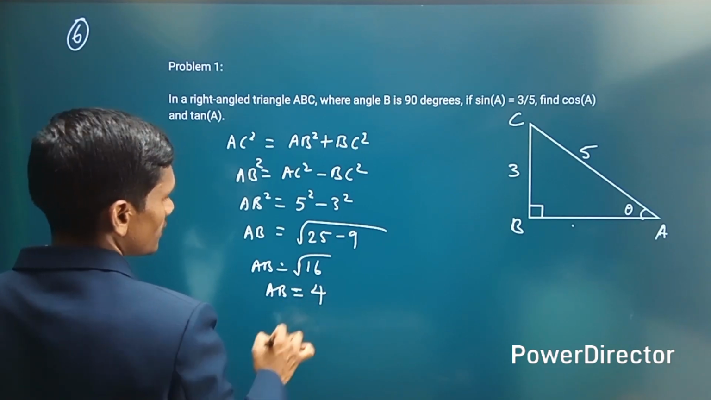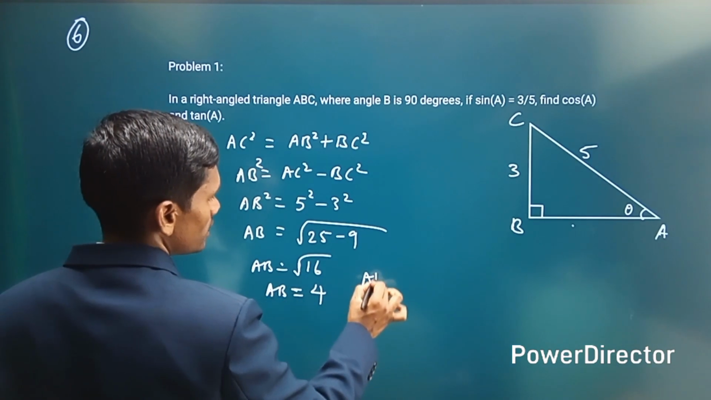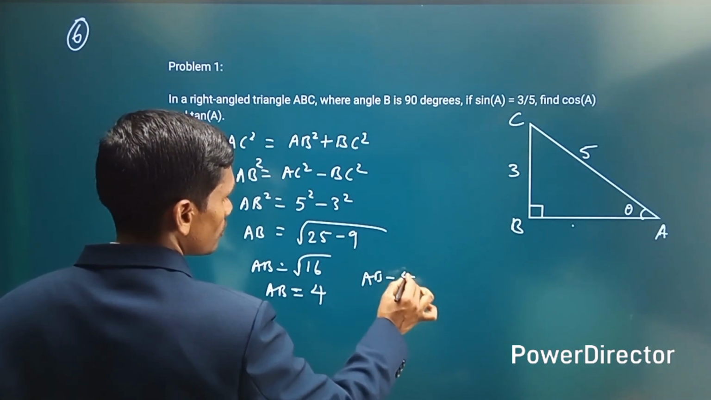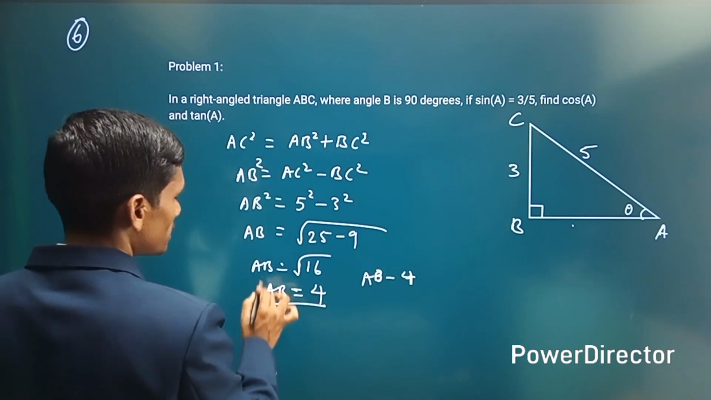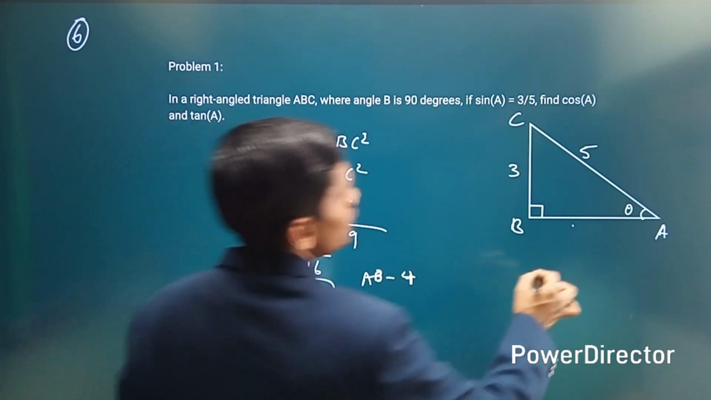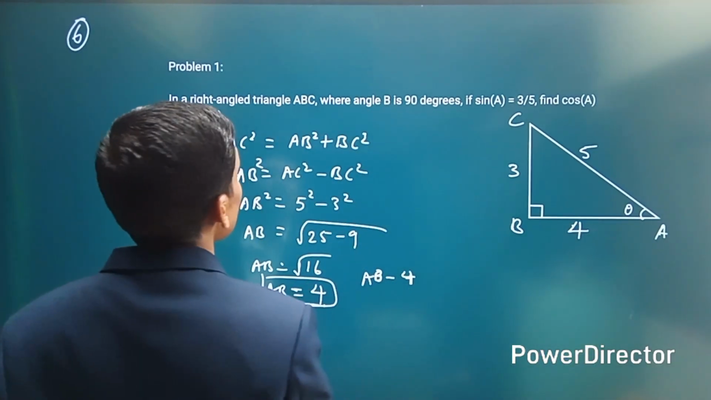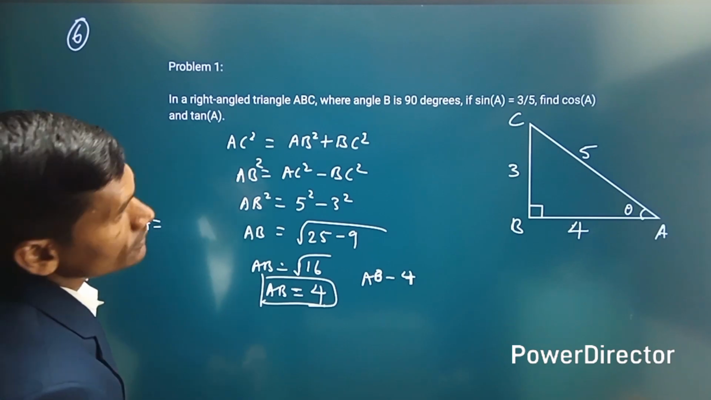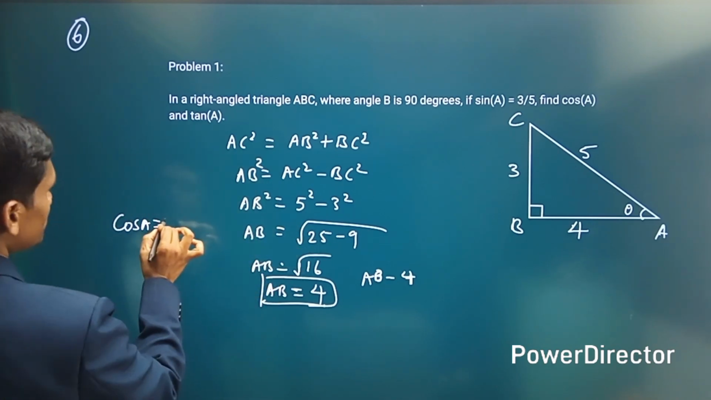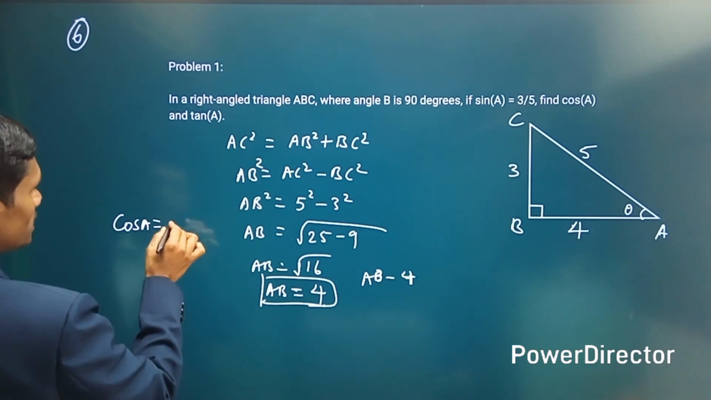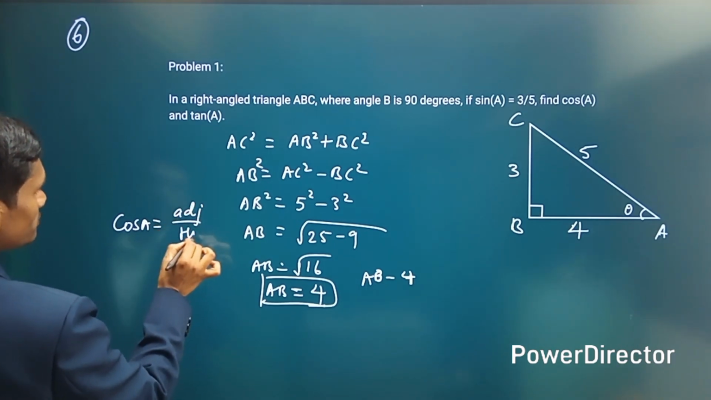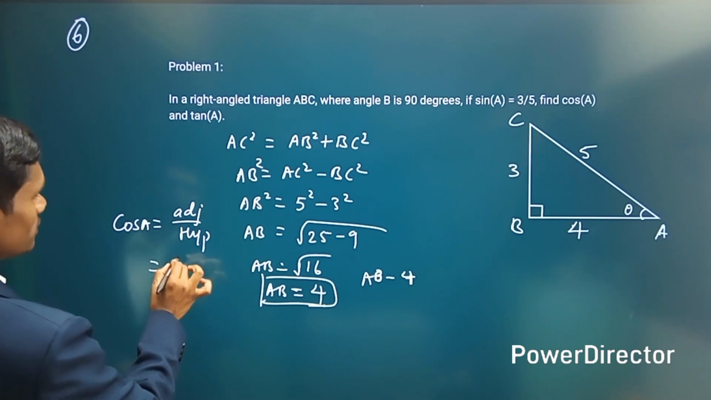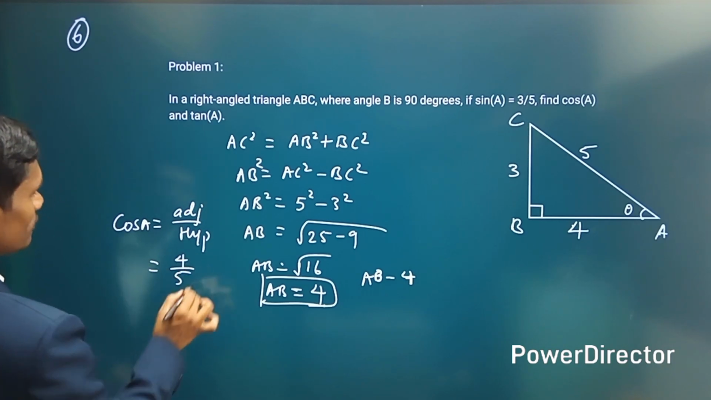AB is equal to 4. Okay, here we are getting two values, AB is equal to plus or minus 4, one is minus 4, one is plus 4, right? So we need to consider AB as plus 4. So AB is 4. Now you can easily find cos A. Cos A is adjacent by hypotenuse. Adjacent is 4, hypotenuse is 5, so 4 by 5.